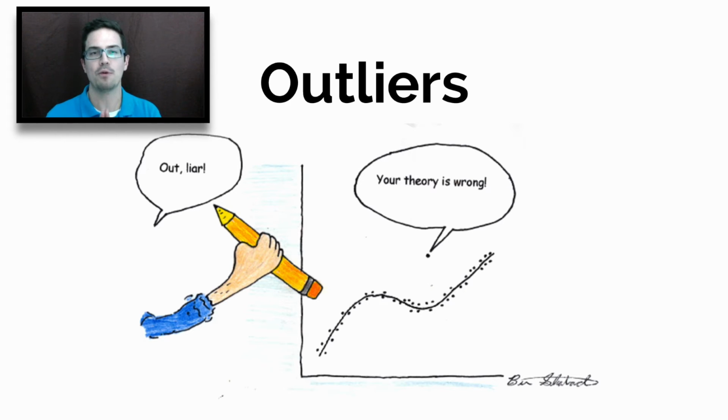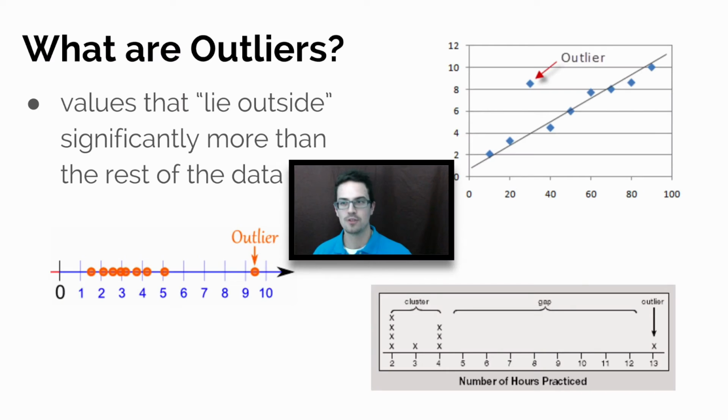So let's get into a little bit more detail about what an outlier is. Like I said before, outliers are basically just values that lie outside. That's why it's called an outlier. They lie outside significantly more than the rest of the data. Okay, so an example right here in this number line, we have a bunch of data points, and they're clustered together here. And then we have this outlier right here, which is down by the 10. So these right here, between 1 and about 5, are all clustered together. And then we have this outlier out here by itself. And so it lies outside significantly more than the rest of the data.